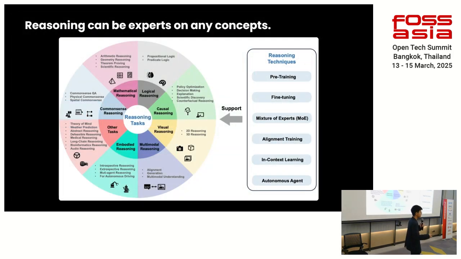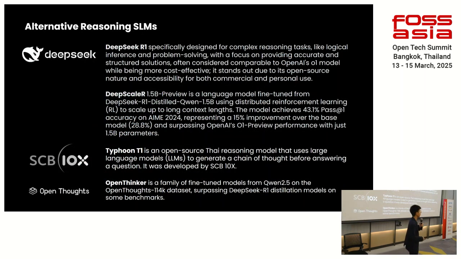So reasoning in a small language model, or maybe a large language model, can be in many types of reasoning. It can be on mathematics, or maybe visual, or maybe other tasks. And for the open source list, we can see DeepSeek R1 is really good on reasoning, and we also have a distilled 1.5 billion parameter model as a preview. Also in Thailand, SCB 10X provides Typhoon T1, which is based on the Thai language, and you can use it for reasoning.